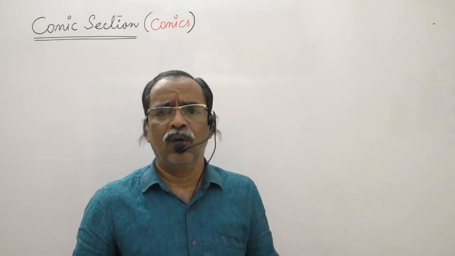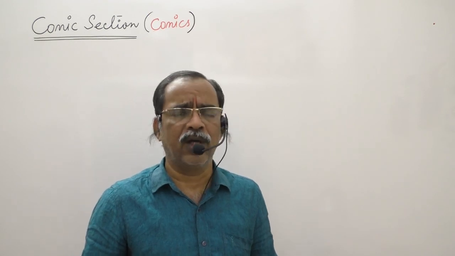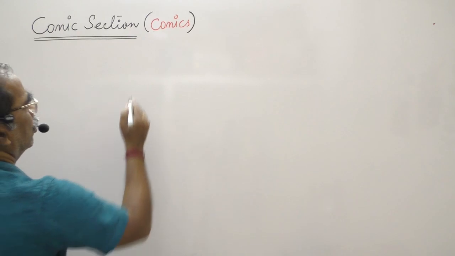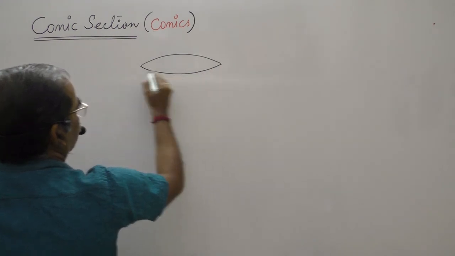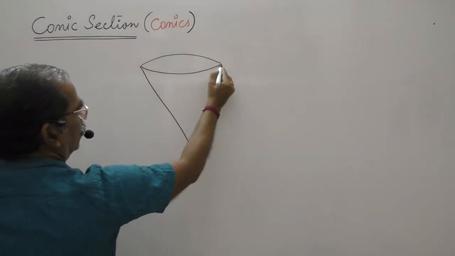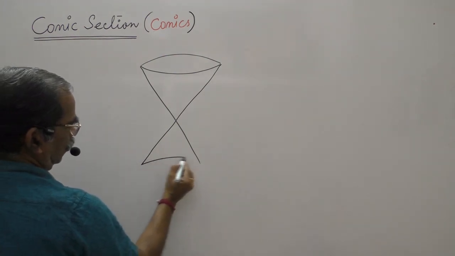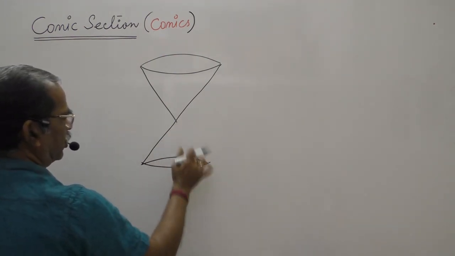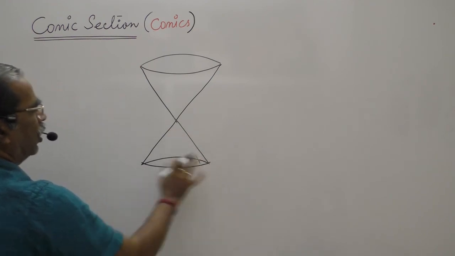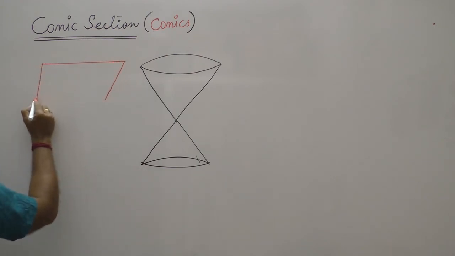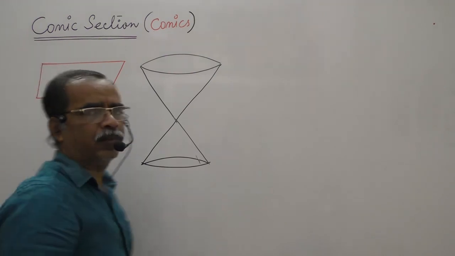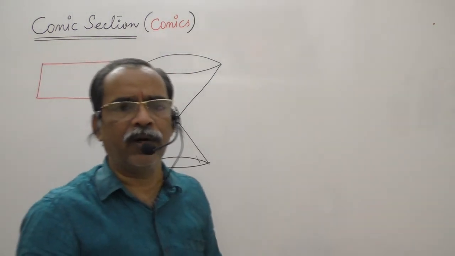If a cone is cut by different surfaces, then there exist some curves. Those curves are called conic sections, or simply conics. Let me take a cone, of course a double napped cone. Say this is a double cone. And I will also take a surface or a plane. Now I will cut this cone by this plane in different positions.